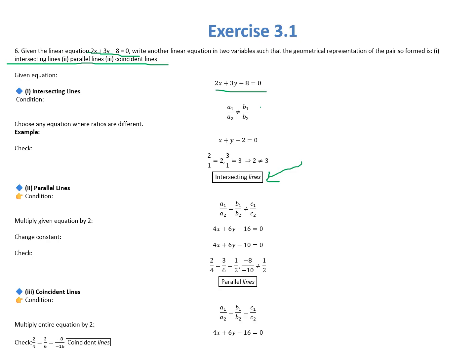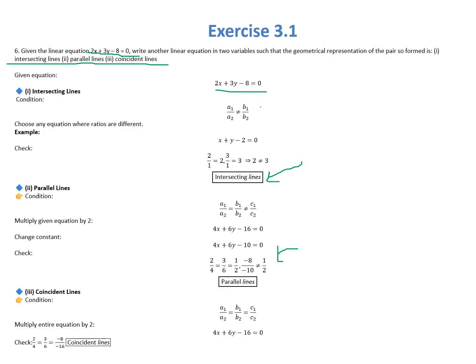So when we solve it, in this case my C is not equal, and hence this is an equation which is not equivalent to the first equation, and we have created an equation which is parallel to the given equation.